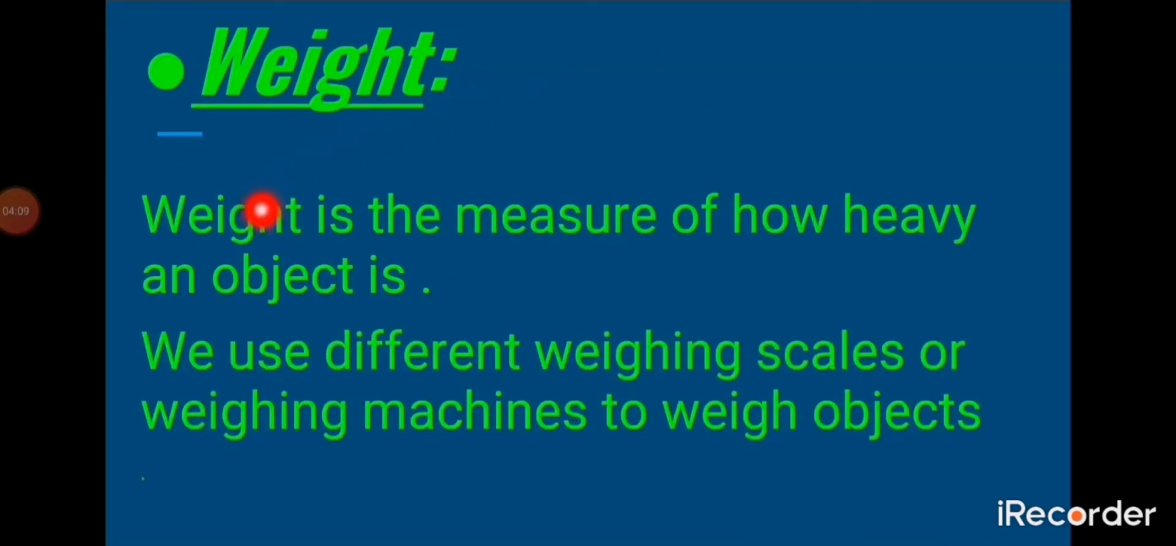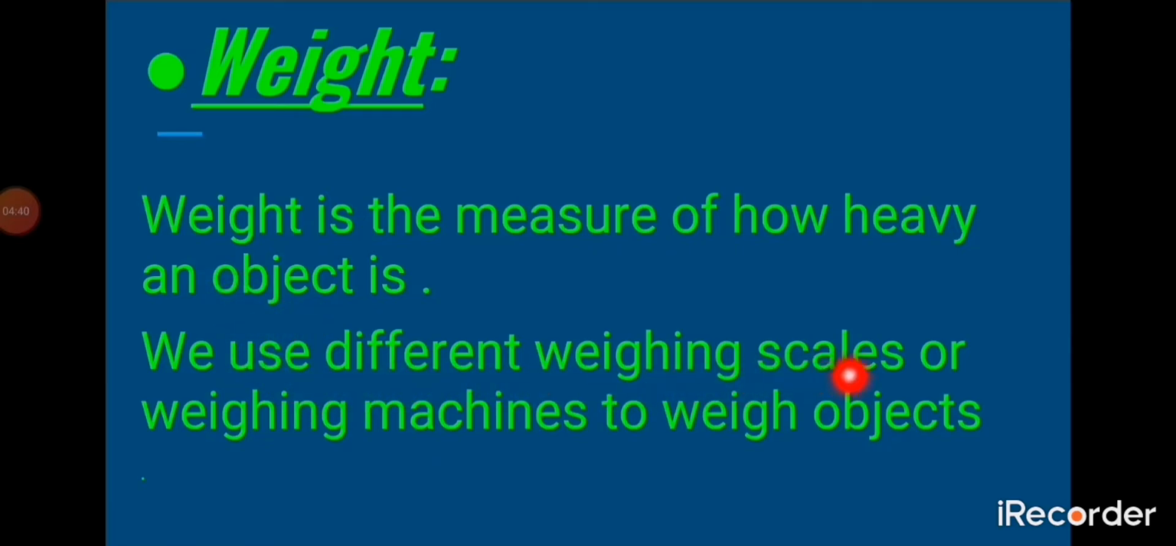Now, weight. Weight is the measure of how heavy an object is. So, when we say the object is heavy, we can say it has more weight. When we are comparing 2 things, suppose on one hand we are holding an apple, on the other hand we are holding a pumpkin. So, what do you think? Which one is heavy? Yes, pumpkin is heavy. So, we can say the weight of the pumpkin is heavier than the apple.